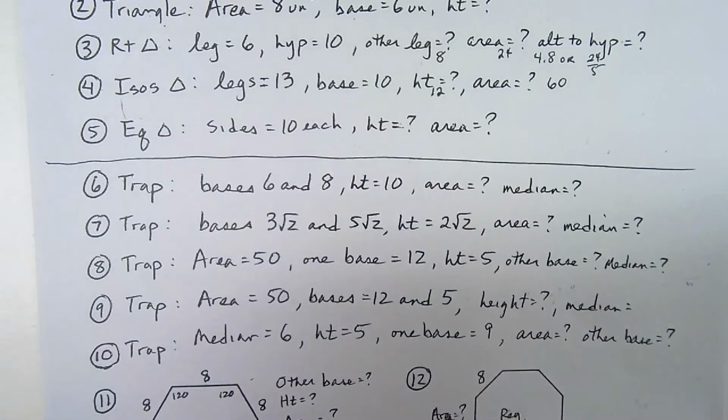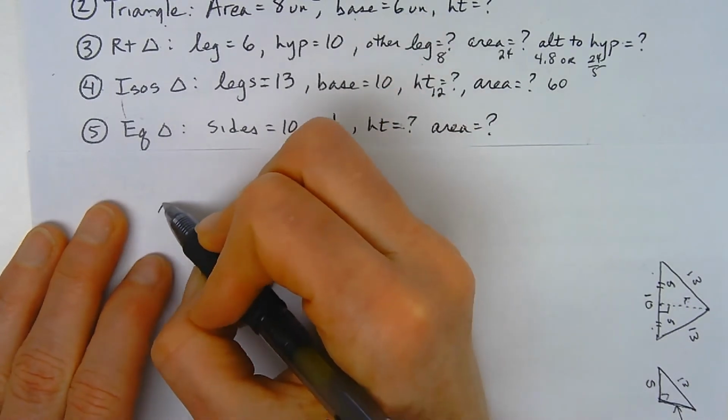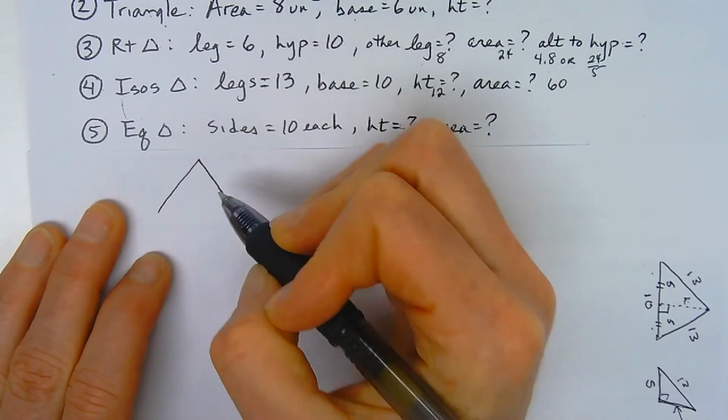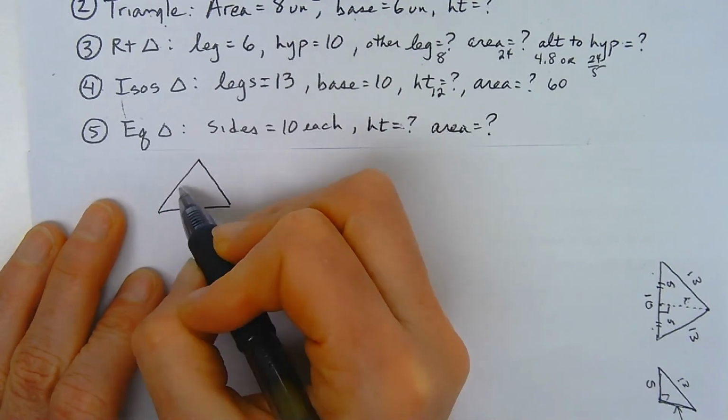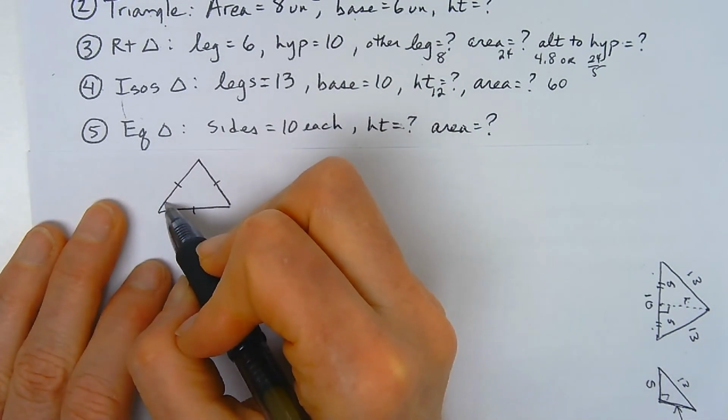Number 5. Now we're given an equilateral triangle. An equilateral triangle, of course, you know, has all same side lengths. And every angle is 60 degrees.